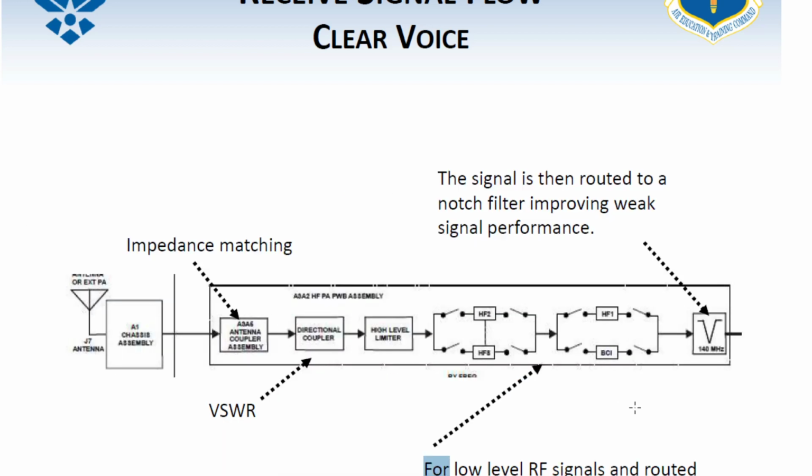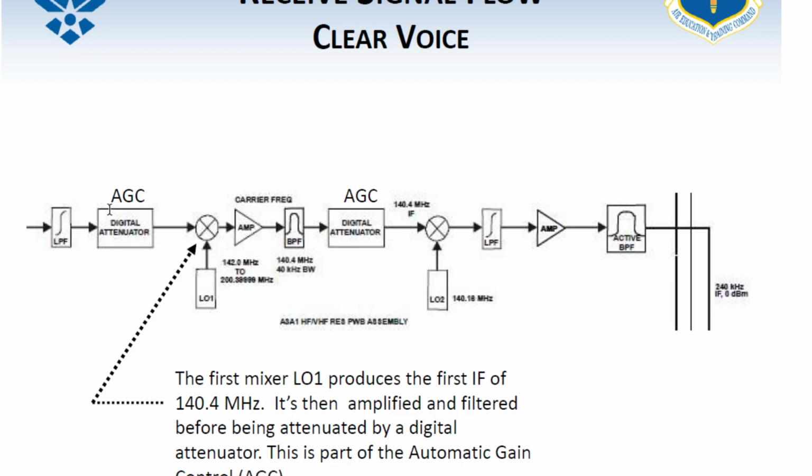All right, so once we're done with that section, we come back down here after our notch filter. And here's where one of the big major differences is with receive that we're going to notice, first of all, is the first mixer of LO1 produces the first IF of 140.4 megahertz. So what are we saying our first IF is in receive?